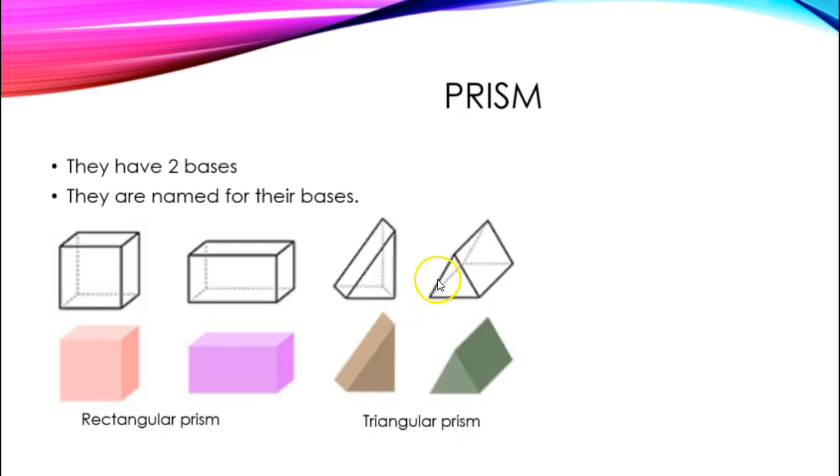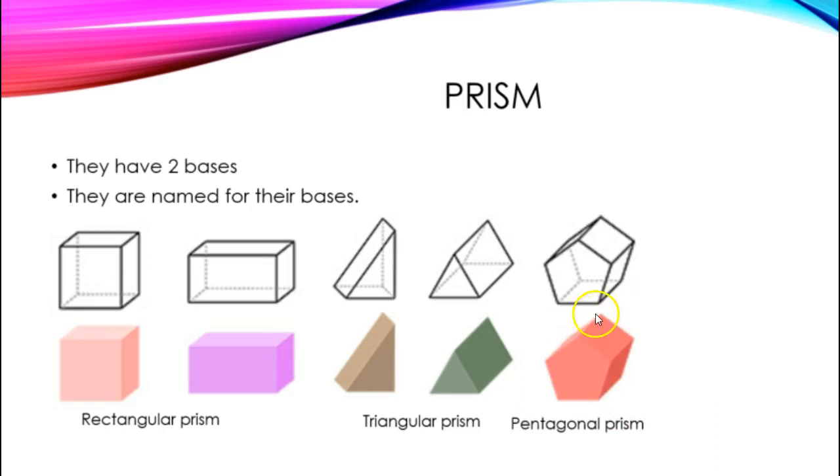On these, notice the ones with two sides that are triangles, so these are triangular bases. I do want to point out that the base is not the side that's on the bottom, but it's two parallel sides that are the same shape. So each one of these is triangular.